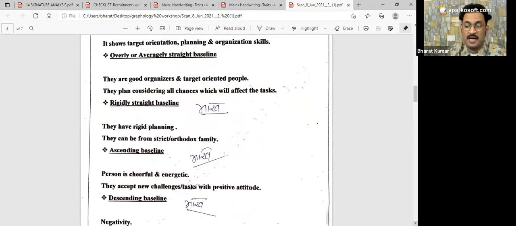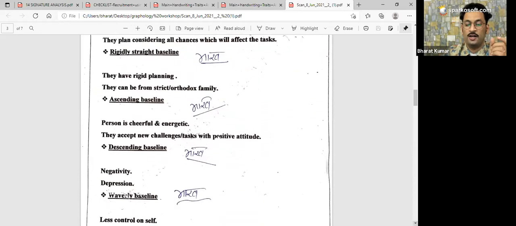Suppose you have an ascending baseline, like in my second signature, the line is straight, but it is moving up a little. The person will be cheerful, energetic, and accept new challenges with a positive attitude. These are my actual signatures. The dot is missing because the dot is explained in another signature.